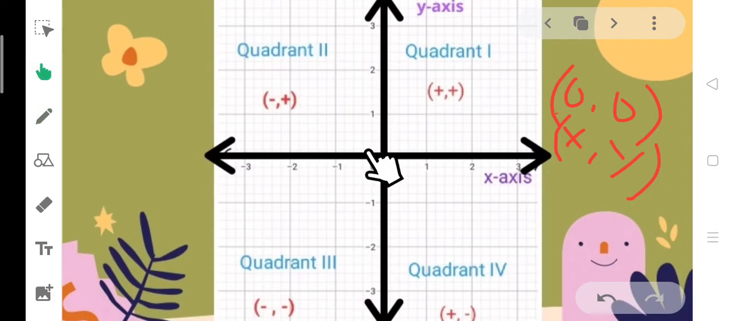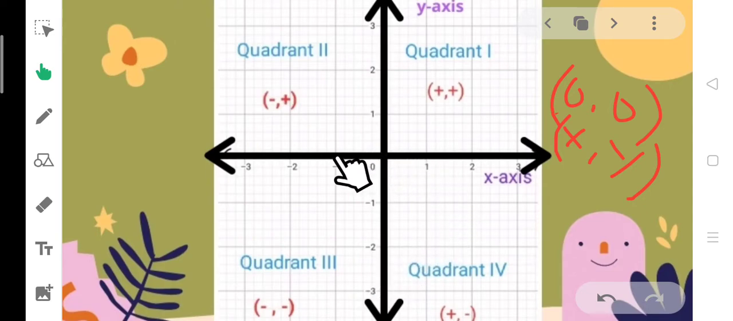Alright, now from the point of origin, going to the right, all the numbers are positive. And from the point of origin, going up, all the numbers are positive. While from the point of origin, going to the left and going down, all the numbers are negative.